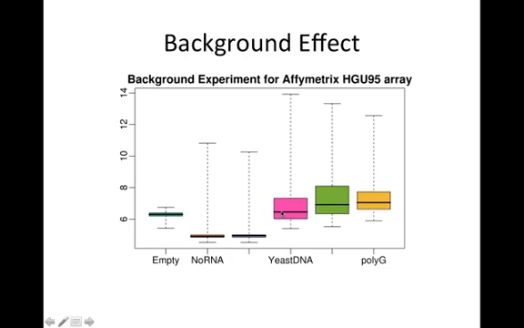Now, when we have DNA that shouldn't hybridize, then we see how cross hybridization affects this. So this is much higher than these guys. So this is a cross hyb experiment that we're going to use here and there throughout this lecture.